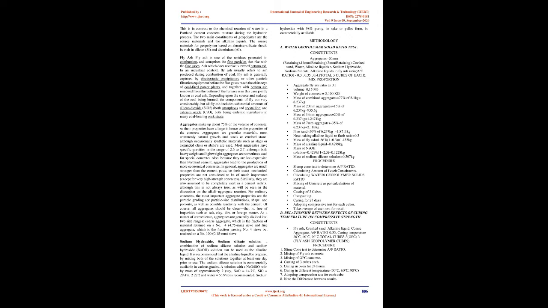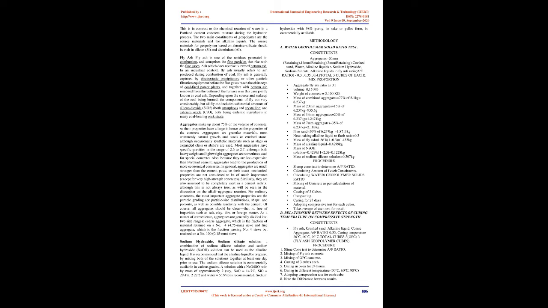Fly ash is generally captured by electrostatic precipitators or other particle filtration equipment before the flue gases reach the chimneys of coal-fired power plants, and together with bottom ash removed from the bottom of the furnaces, in this case jointly known as coal ash. Depending upon the source and makeup of the coal being burned, the components of fly ash vary considerably, but all fly ash includes substantial amounts of silicon dioxide, SiO2, both amorphous and crystalline, and calcium oxide, CaO, both being endemic ingredients in many coal-bearing rock strata.